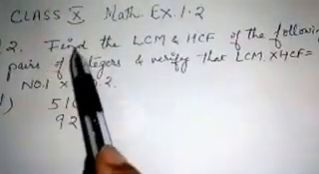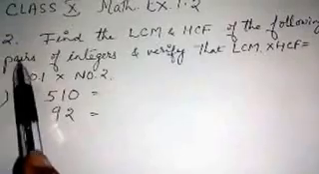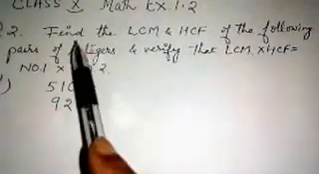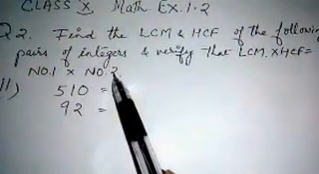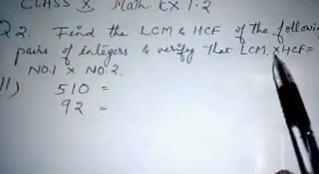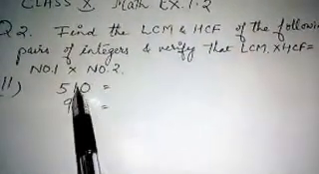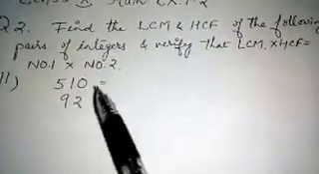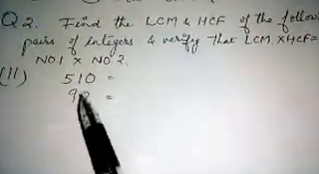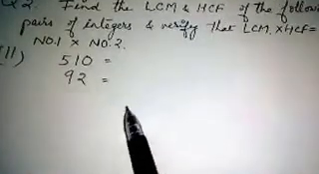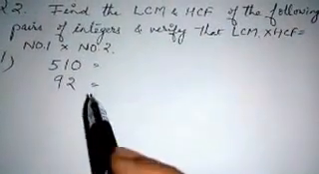This question is from the class 10th NCERT book, exercise 1.2, question number 2, second part. The question is: find the LCM and HCF of the following pairs of integers and verify that the product of LCM and HCF equals the product of the two given numbers. As you know, this formula is applicable only for two numbers. For more than two numbers, it won't be applicable. So let's verify. First, let's find the HCF and LCM.